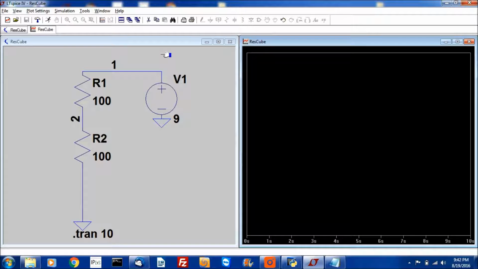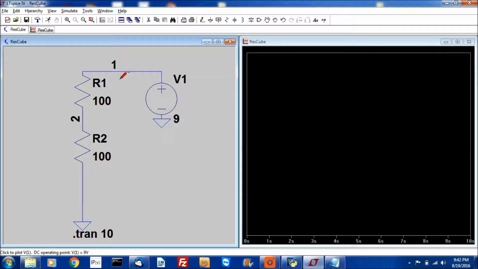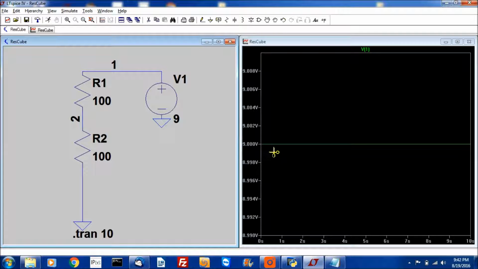So I have now replaced the current source with a voltage source, a 9 volt supply, and everything else is the same. So if we measure the voltage here again, running the simulation again, at 1 it should be 9 volts, that is expected, and at 2 it should be half of 9 volts.